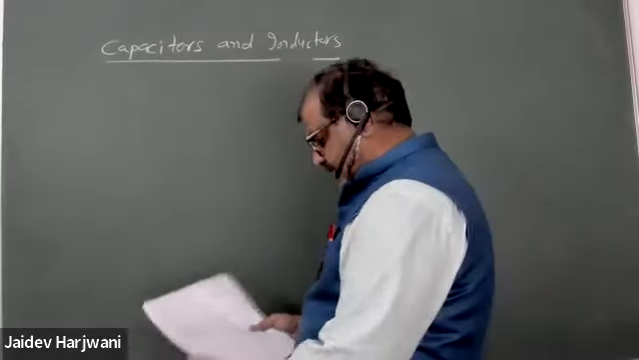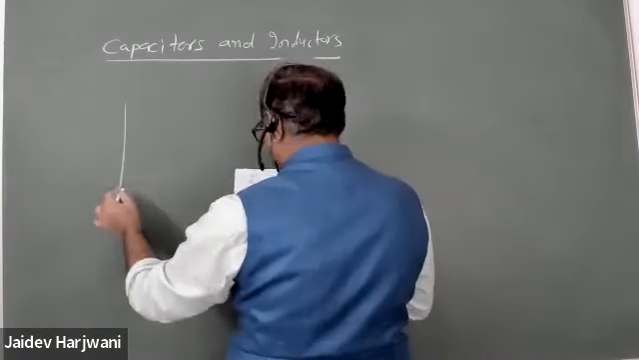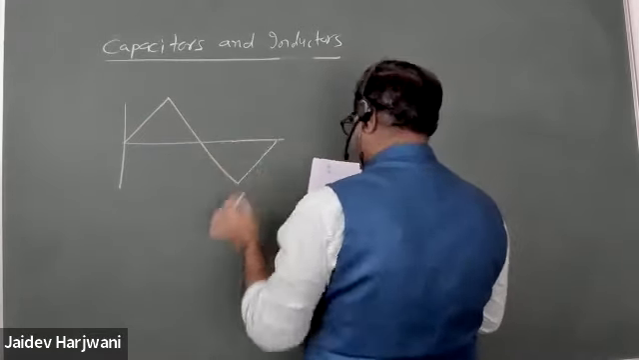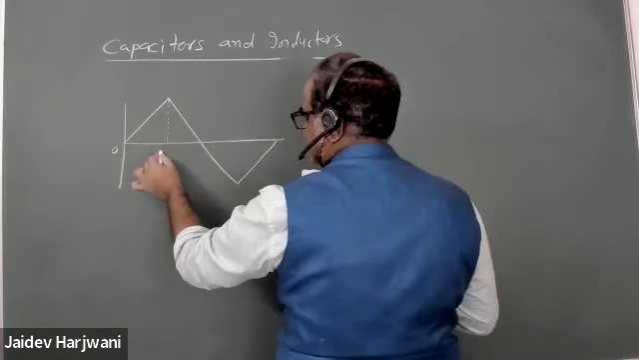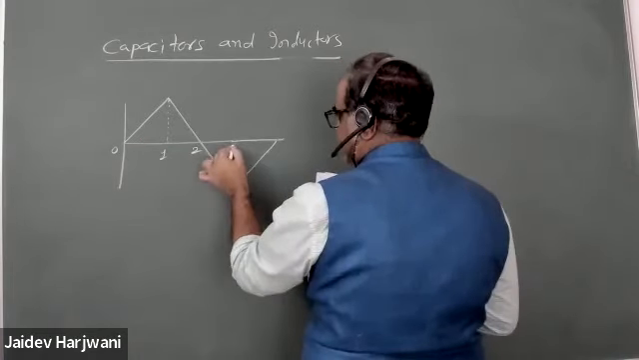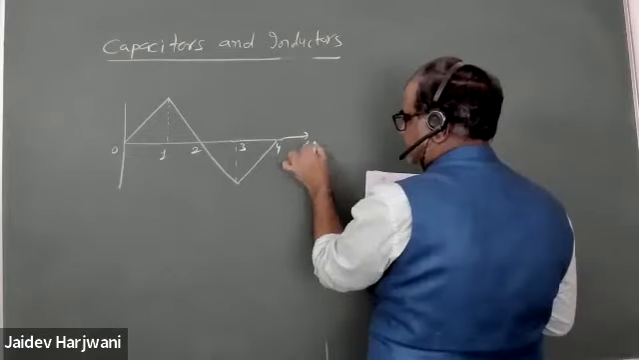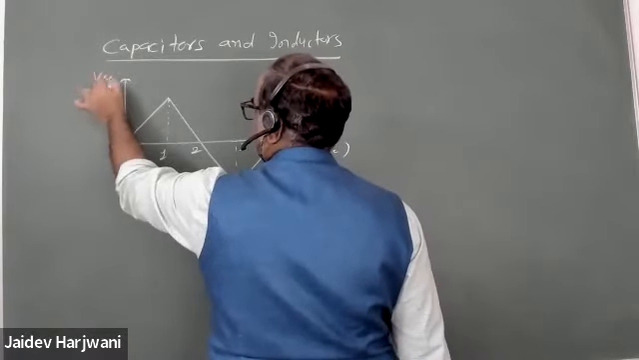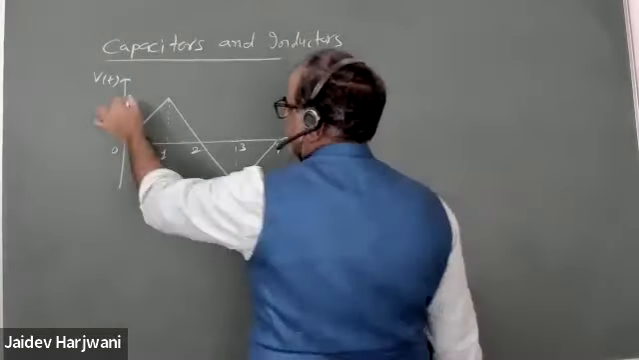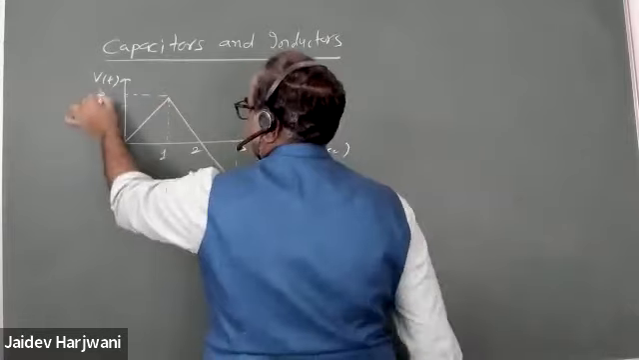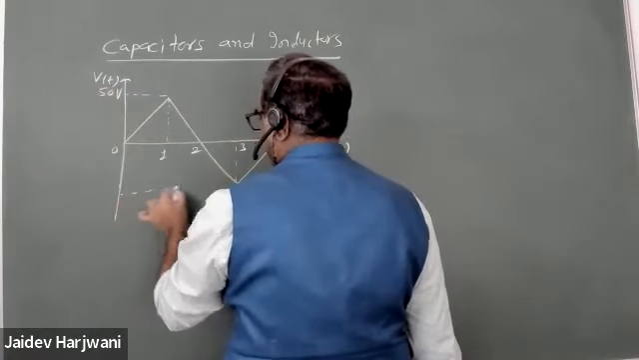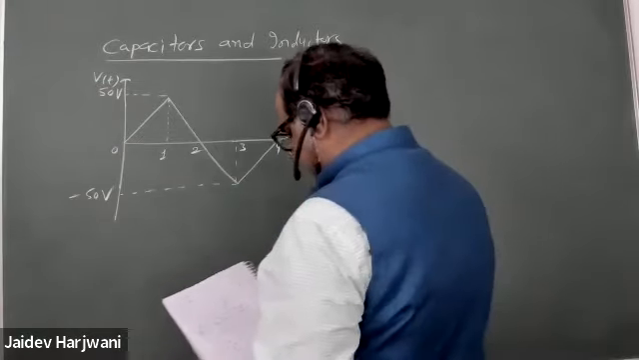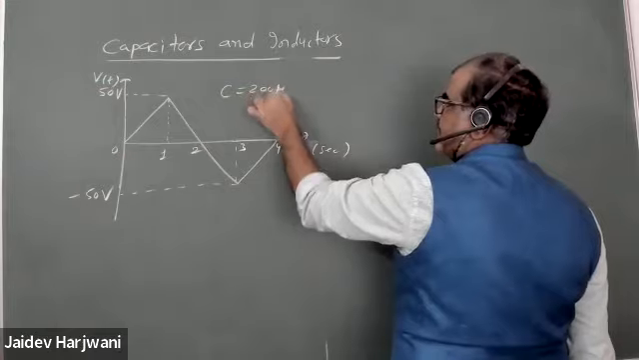Now the second part: again I'm giving you the ramp, and now you need to calculate. Say this is my equation. So 0, this is 1 second, this is 2 seconds, this is 3 seconds, and this is 4 seconds. T is in seconds, and this is V of t. The maximum value here is 50 volts, and negative it is minus 50 volts. I need the current, and the capacitor this time is C equals 200 microfarad.